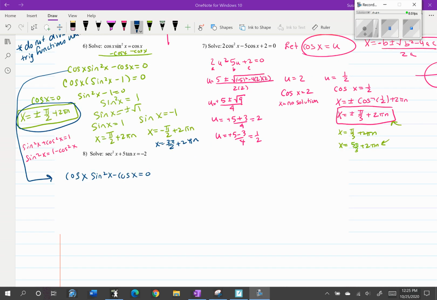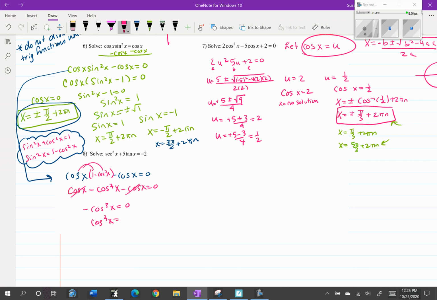It's fine. And remember, I said you could also use your Pythagorean identities. So if I redo this problem, cosine x times sine squared x minus cosine x, remember the Pythagorean identity: sine squared x plus cosine squared x equals 1. So that means 1 minus cosine squared x is equal to sine squared x. If we take that and replace it in our equation, and then distribute, we get cosine x minus cosine cubed x, because when you multiply something with the same base, you add the exponents, minus cosine x equals 0. These would cancel out to give you negative cosine cubed x equals 0. Divide by the -1 and we get cosine cubed x equals 0.